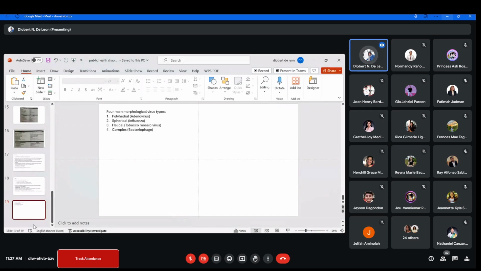I just want to correct what I said a while ago, guys. It is protein that changes, not cellular components. What changes is the protein, because the virus does not have cellular components, so there's nothing to change except for the protein. Okay, these are the steps.